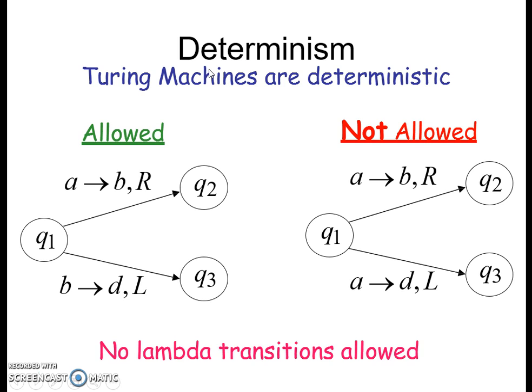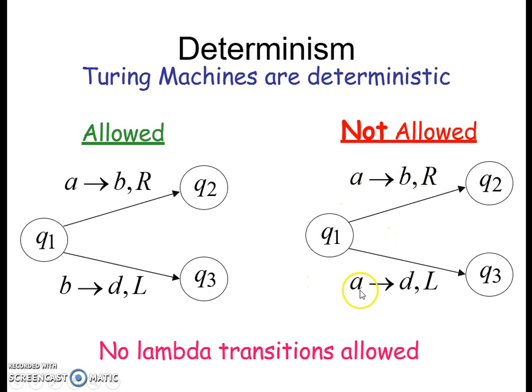Determinism. Turing machines are deterministic. Here in this diagram we can see that there are three states: Q1, Q2 and Q3. Q1 is leading to Q2 as well as to Q3, but in the transitions, A is being updated to B and the tape head shifts towards the right. Here B is being updated to D and the tape head shifts towards the left.